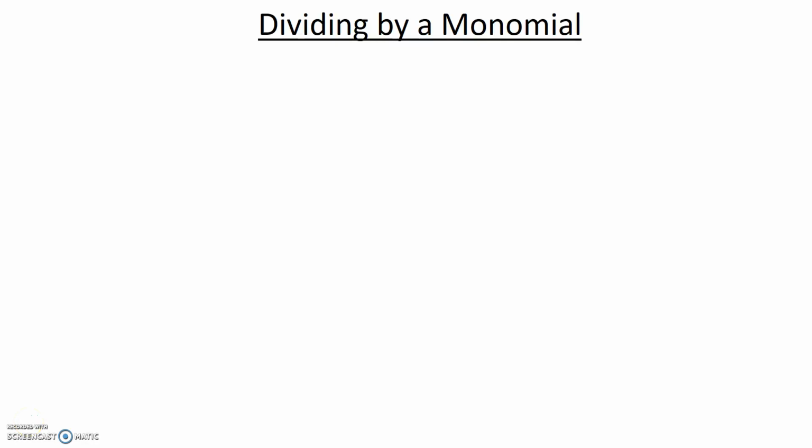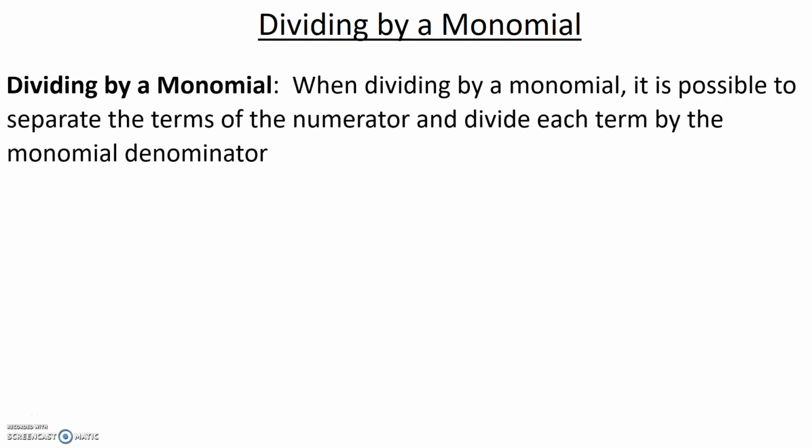In this section, we will talk about dividing by a monomial. When dividing by a monomial, it is possible to separate the terms of the numerator and divide each term by the monomial denominator. For example, if we divide the expression a plus b plus c by d, we can separate this into three different expressions, a over d plus b over d plus c over d. But this can only happen when we divide by a monomial denominator.